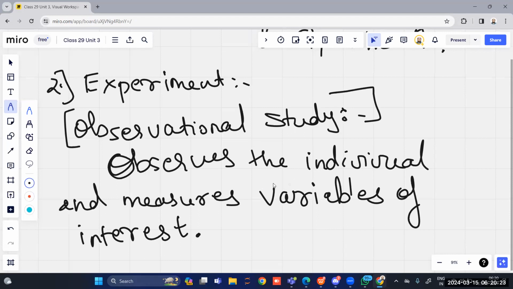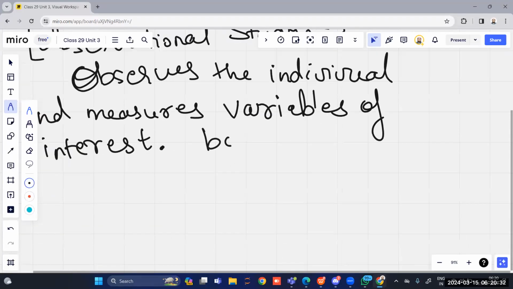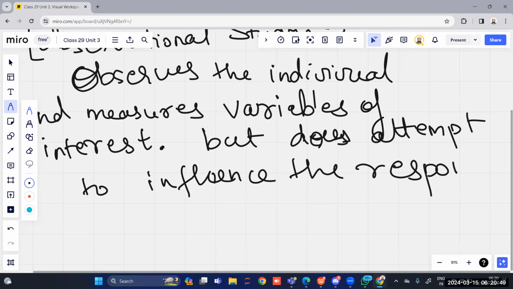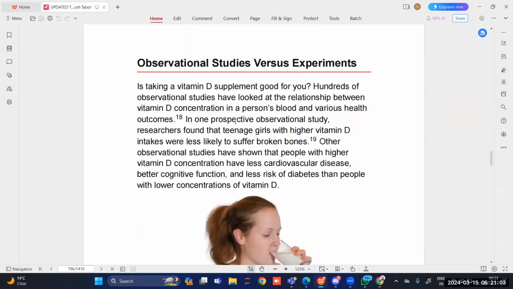It observes the individual and measures the variable of interest, but does not attempt to influence the response. This is important. What does this mean? It will not influence the response by itself. It means not commenting on the variables that we are measuring, but just observing the individual and measuring it. This was an example we saw yesterday but had not discussed, so we'll discuss it today.